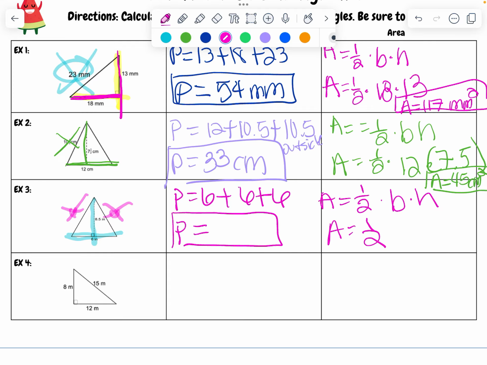So then I'm going to use the 6, because that creates that right angle, times the height of the triangle, which is 8.5. Again, if it helps you remember, when we go to the doctor, we do not get measured diagonally, so that's the reason we don't use those numbers for the base and the height.